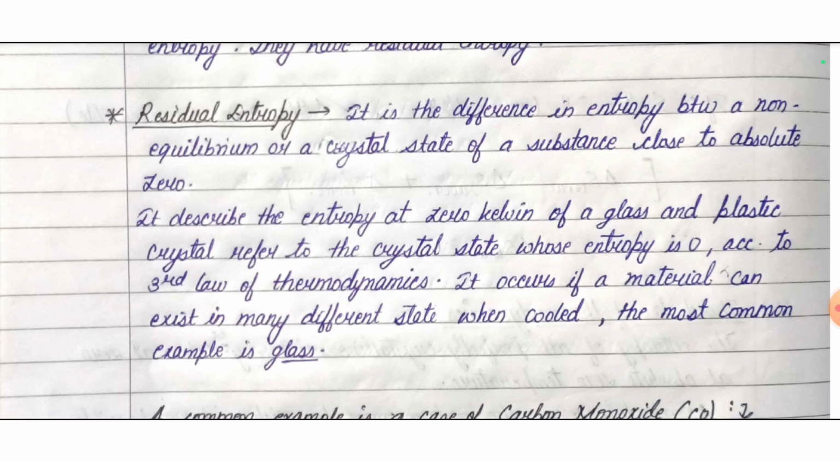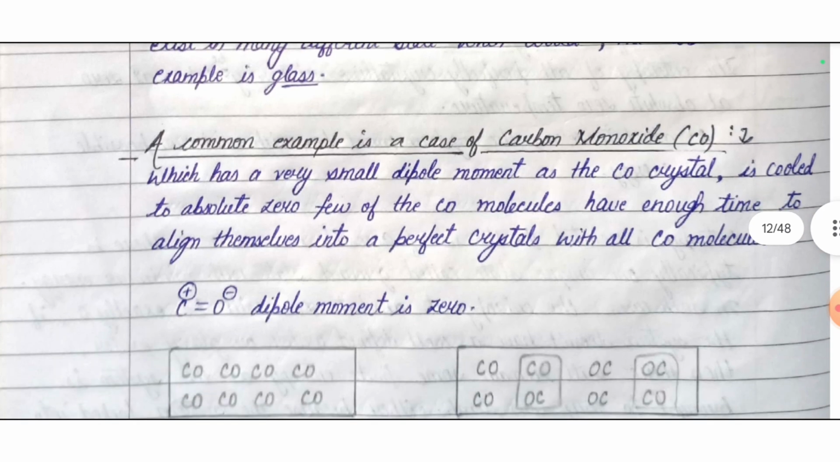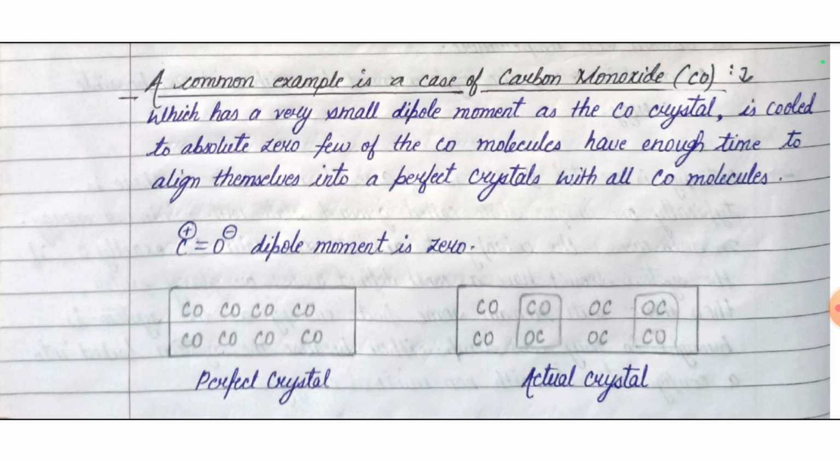According to the third law of thermodynamics, it occurs if a material can exist in many different states when cooled. The most common example is glass. A common example is the case of carbon monoxide, which has a very small dipole moment, as the CO crystal is cooled to absolute zero.